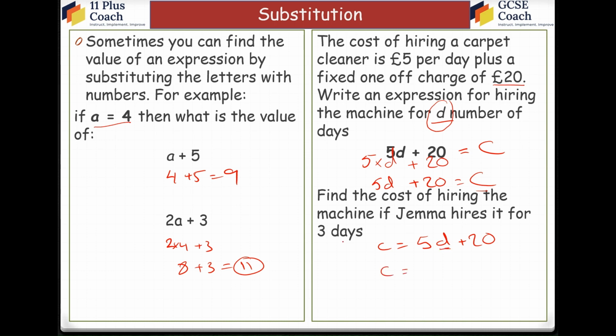So remember, D is the number of days. You replace D with 3 days. So it's still a substitution question. You replace D with the number of days, which is 3 in this case. It'll be 5 times 3. 5D means 5 times D. So 5 times 3 plus 20. BIDMAS again, multiplication first. 5 3s are 15, plus 20, and the answer will be £35. So the answer for the cost of hiring this carpet cleaner for 3 days will be £35.